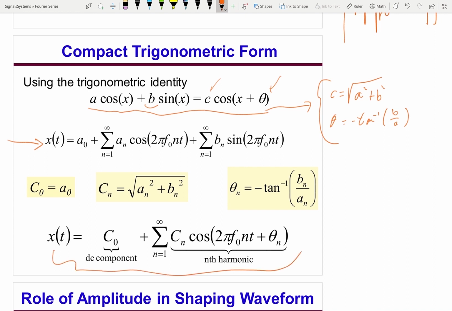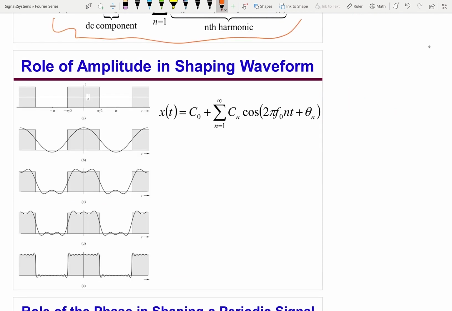the compact. So the C0 will be just the DC, the same. The Cn here will be the square root of an squared plus bn squared, which is this. And theta n here will be minus tan inverse bn divided by an. So we are using the trigonometric identity. Since we are dealing with one sinusoid, not cosine and sine, it's easy to grasp how these terms will add up to form any kind of signal.